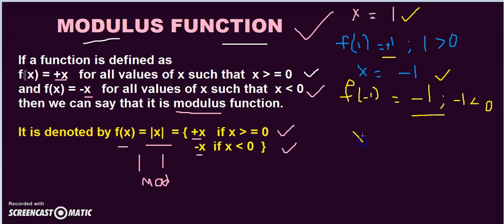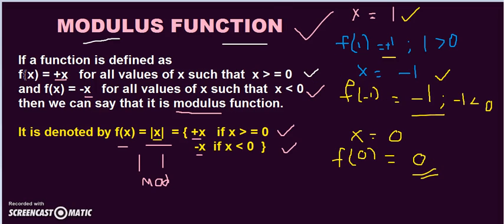Suppose x is 0, then what is your function? f of 0 will return what value? It returns the 0 value. Why? Because if x is greater than or equal to 0, it returns only the x value. So it returns 0. This is about the modulus function.